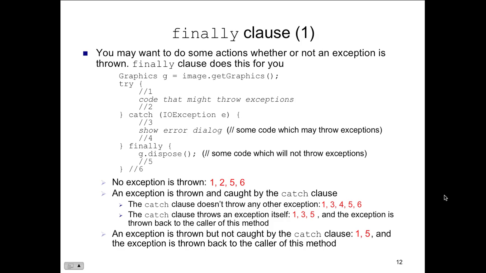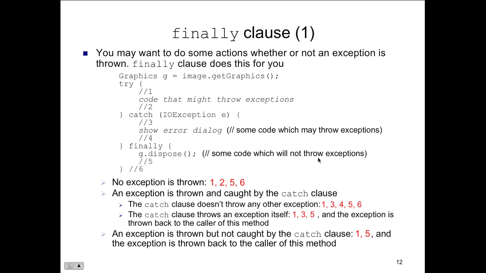So finally, we have the finally clause. You want to do some actions whether or not an exception is thrown. The finally clause does this for you. Whether the exception is thrown or not, this clause will actually be in effect. So we have a Graphics g, image get graphics. Try this. If not, try that. Otherwise, catch this. If not, finally at the end, when we're all done with this thing, it's not a default, because it's always going to run. You know, close it or dispose it, clear it, do something.